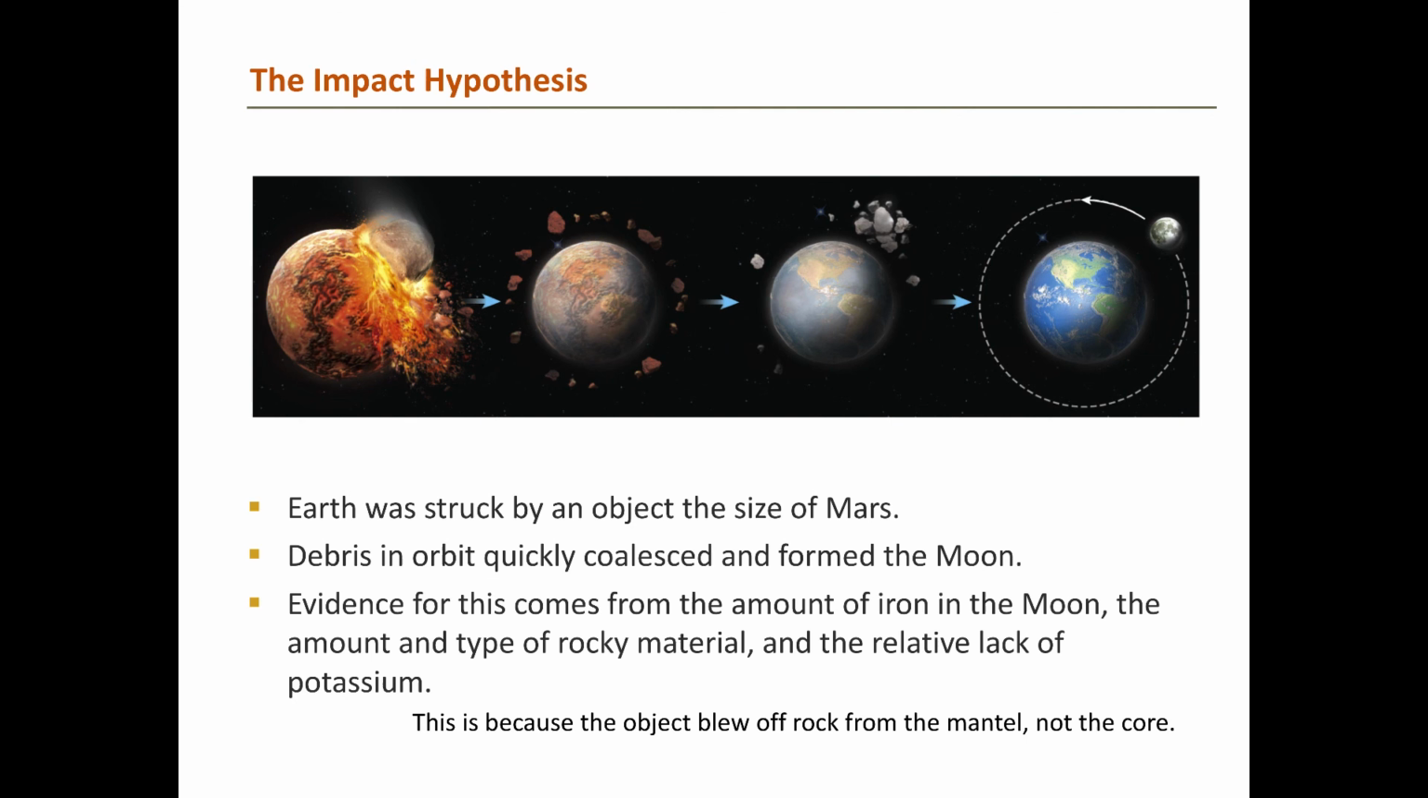And really, because we could get rocks from the moon, we understand the amount of iron, and the relative lack of other things like potassium. This is because the object that blew this rock off did not blow it off from the core of the Earth. It didn't go that deep, right? It was blowing rock off from the mantle of the Earth, and so there's this lack of iron in the moon rocks compared to Earth. And we think that's why. So there's a lot of different evidence. I'm not going to go through all of them, but this has become the accepted hypothesis for the formation of our moon.